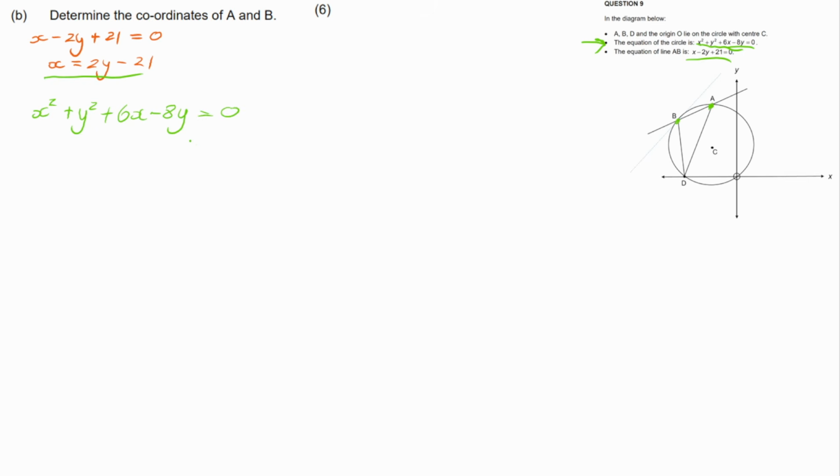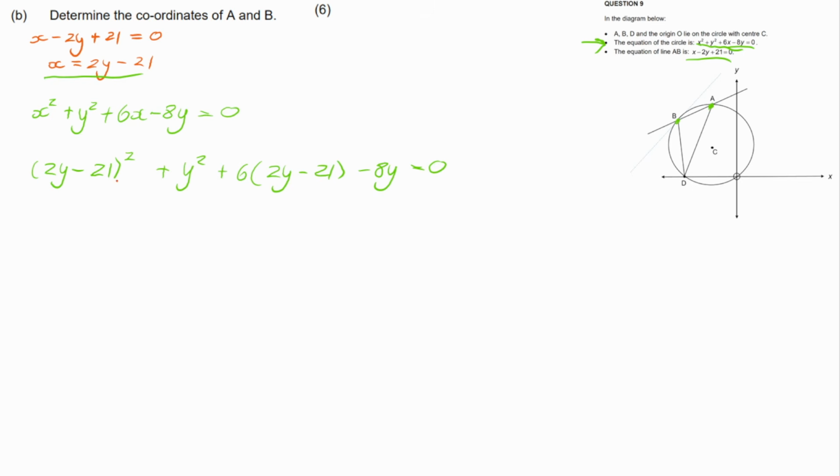So this is what they gave us, but now I know I can replace x with 2y minus 21. So I'm going to do exactly that. So by this x, I'm going to say 2y minus 21. So be very careful. Make sure you open a bracket like this. Plus y squared plus 6. And my x is now 2y minus 21. And I say minus 8y is equal to 0.